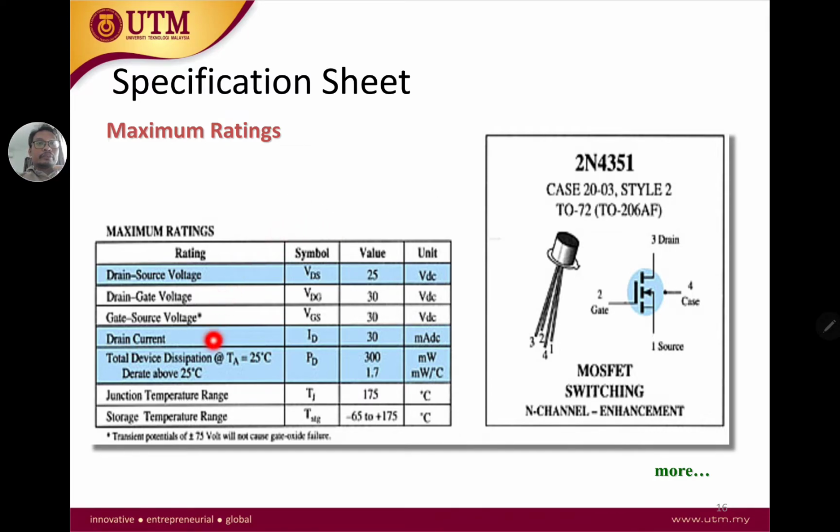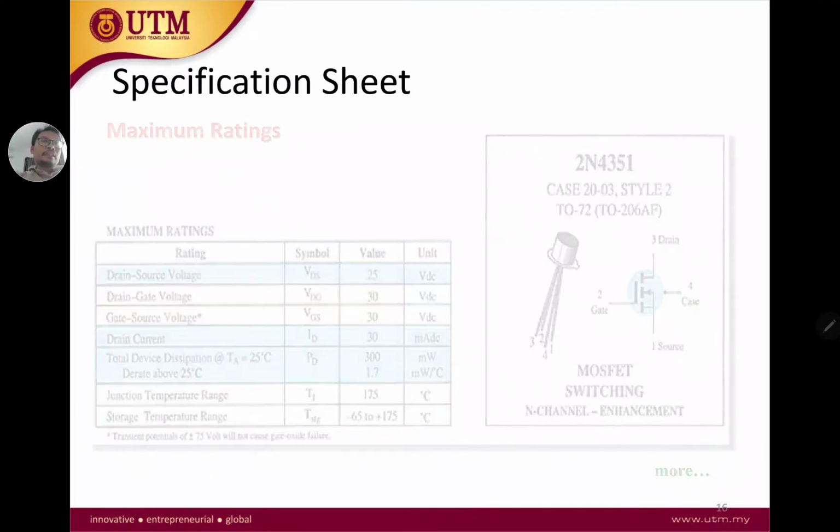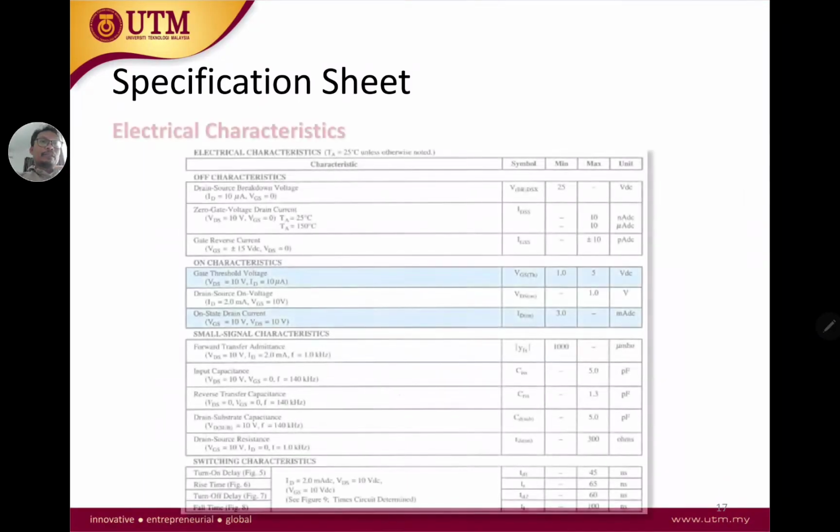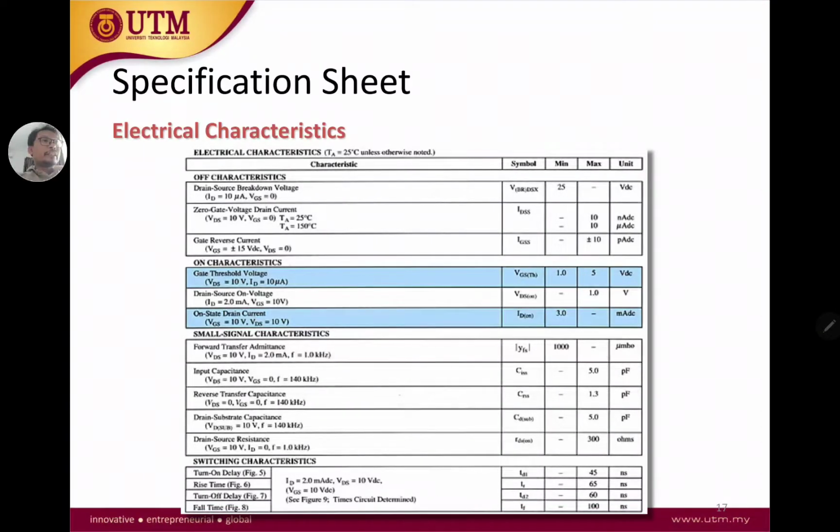So we can see some of the specs here. But the important spec that we want to see is in fact, remember that we want to find K. If you remember, K is equal to ID on over (VGS on minus VGSTH) squared. So this K is a constant, and it depends on the process. It depends on the transistor itself.